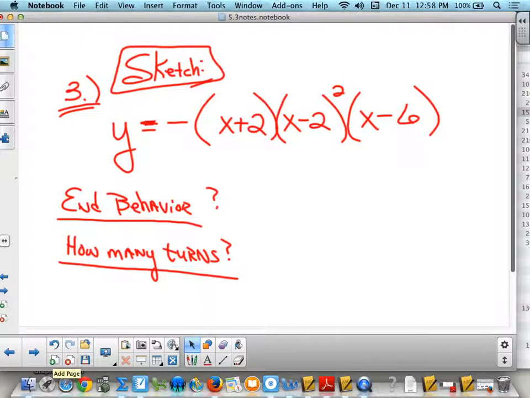Right now, scribble off that equation that they put on there for you. I made mine easier. Just sketch it. What I'm saying is, I don't care how high you go or how low you go. Okay.